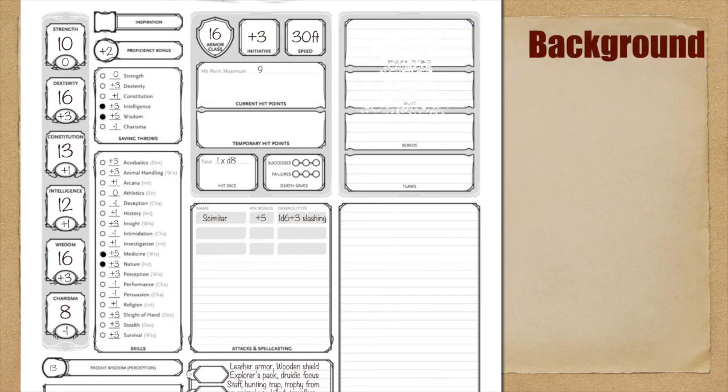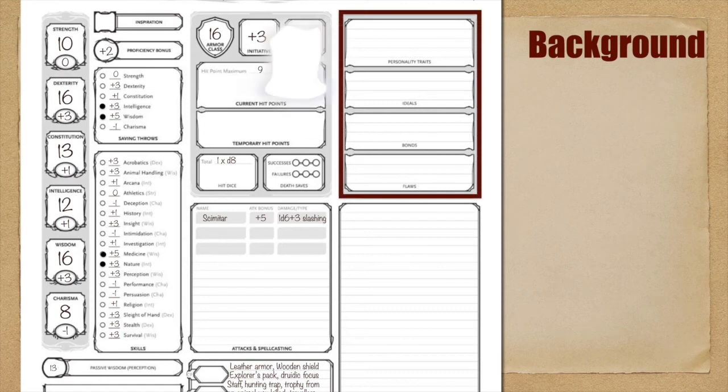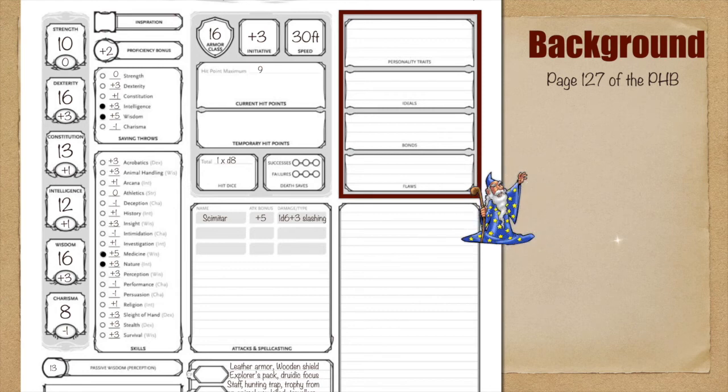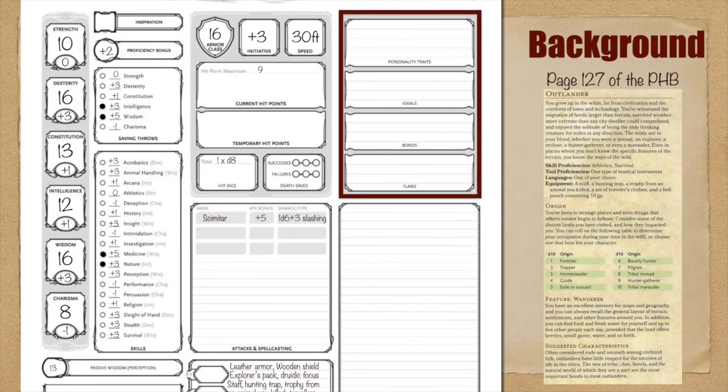The next thing we're going to look at is background. That fills in all of this stuff here, and it's basically what makes up your character. What are they like? How are you going to play them? Are they a bit of a lone wolf? Are they super chatty? Are they a bit of a hulking dumbass, or quite intelligent? From page 127 in the Player's Handbook, there is a list of different backgrounds, and they will help you fill in these boxes. They'll also give you more equipment and skill proficiencies.